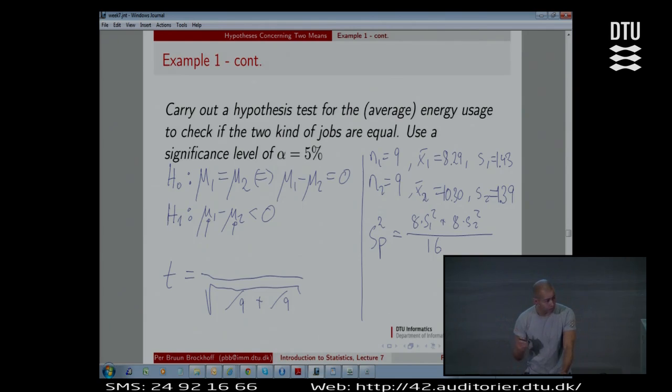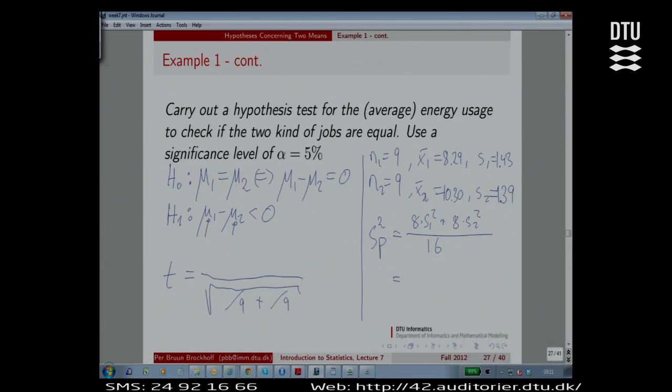I was using the formula for this joint or pooled variance. If I plug in the two numbers here, I get a pooled variance of, I do actually have it here, 1.9967. And then the standard deviation is 1.14, that is the square root of this. You can see the 1.14 clearly.